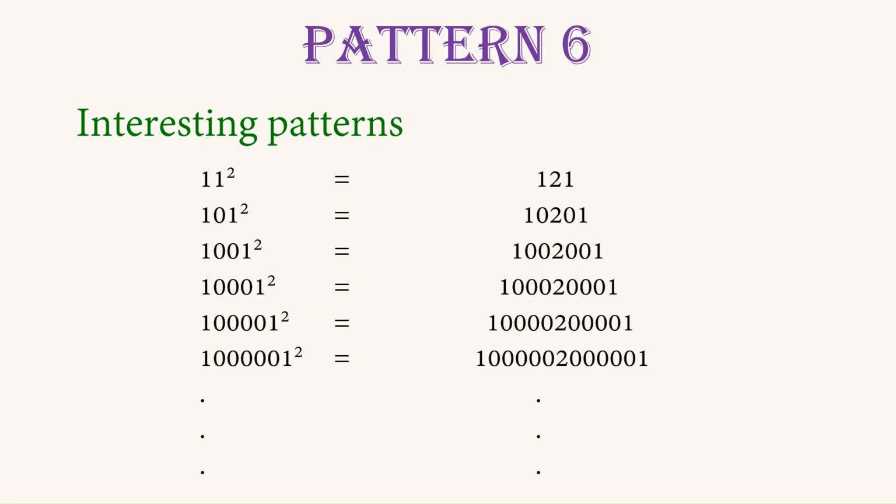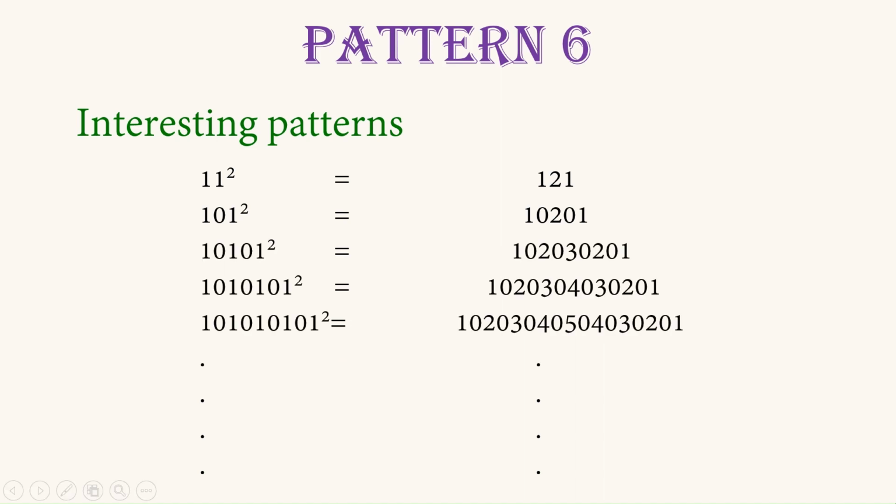Now coming back to 11 square, 121. When we have 0 between two ones, even in the result we will have to write 0 between those digits. 101 square, 10201. So the number of zeros we have in the given number, the same number of zeros we have to write in the result also.